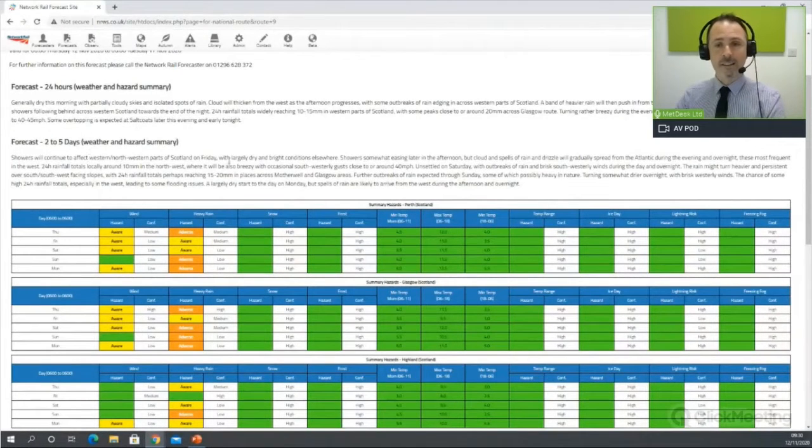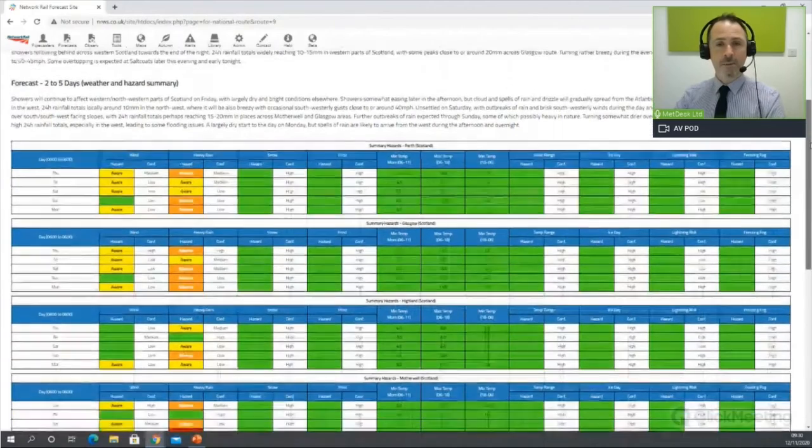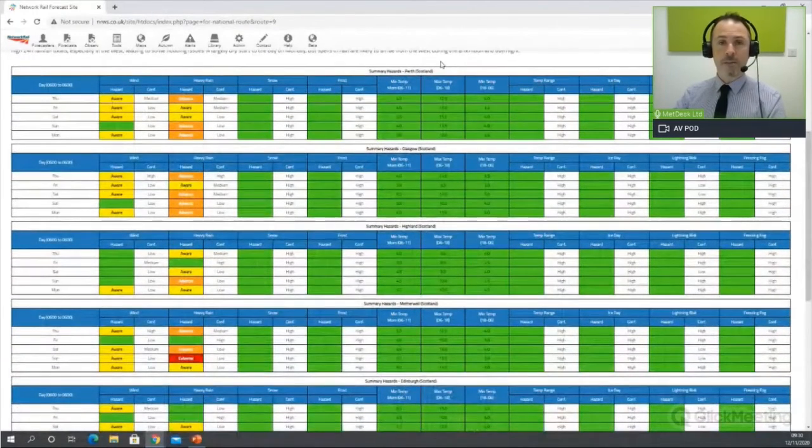So this is a text that's basically giving you an overview of what's likely to come between days 2 and 5. Now, underneath these is a hazard table. This is then broken up for each route into individual forecast areas. So in the case of Scotland, you've got Perth here, then Glasgow, Highland, and so on. And each line represents a forecast day from 06 to 06. So Thursday, for example, is being shown here.